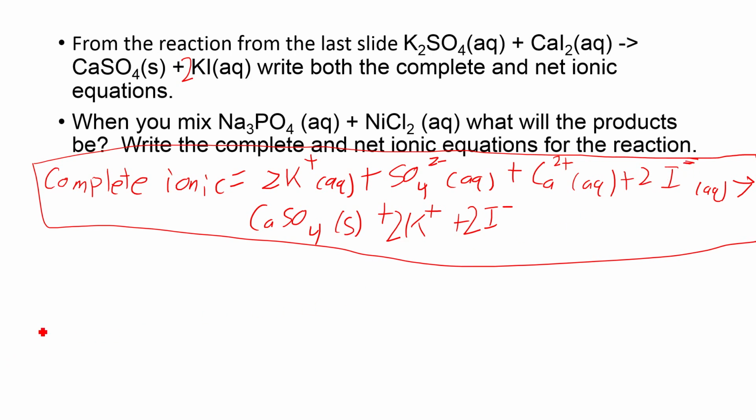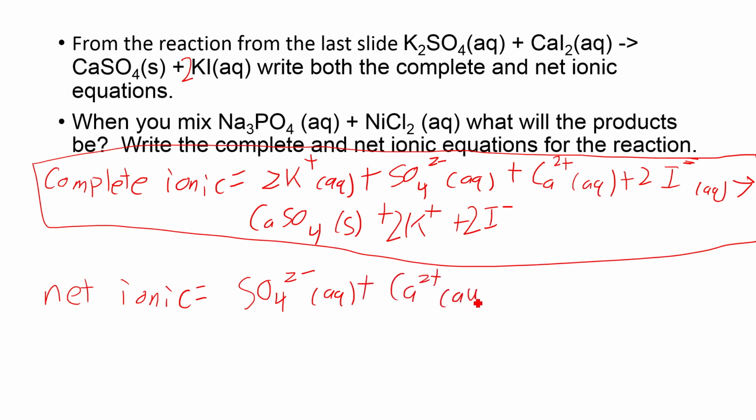So now we've got to write our net ionic. Remember, net ionic is where we're going to get rid of our spectator ions. So the potassium appears on both the left and the right, so I'm not going to write it. The 2 iodines appear on both the left and the right as well, so I'm not going to worry about those. So for the net ionic, I'm just going to write that SO4 2- aqueous plus calcium 2+ aqueous is going to form calcium sulfate.